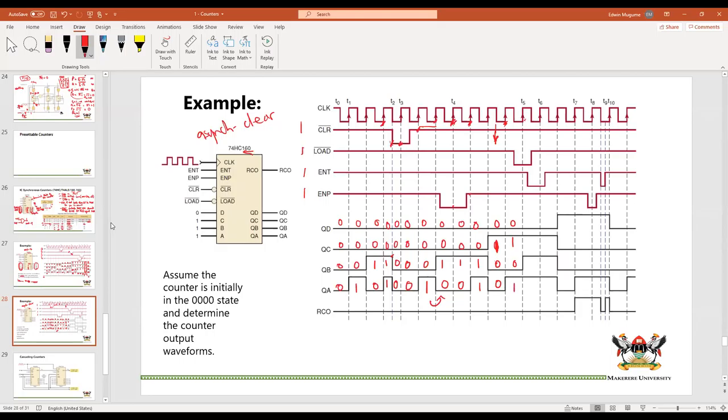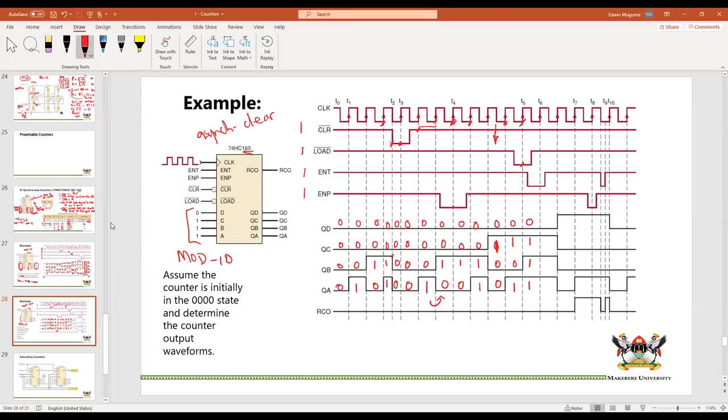Now, when this clock comes, it finds that the load state is low, okay? Meaning that we are going to load. This is a loading command, and we are going to load 0, 1, 1, 1. Remember, this is a mod 10 counter.